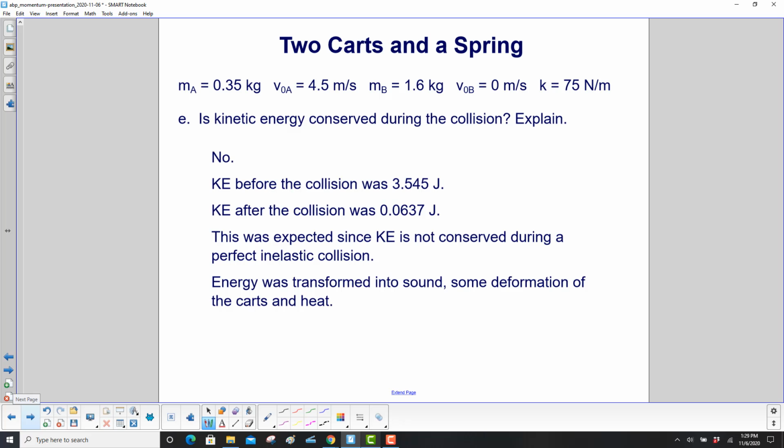Is kinetic energy conserved during the collision? Explain. Well, no. It's a perfect inelastic collision. That means KE is not conserved, but let's look at the numbers we got. Here is our kinetic energy before, here's our kinetic energy after. Clearly, a lot of kinetic energy was transformed into other forms of energy. It was transformed into sound, maybe some deformation of the carts as they hit each other, and heat.